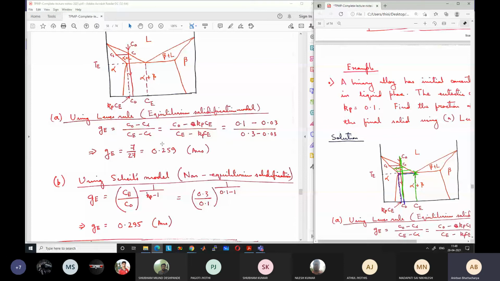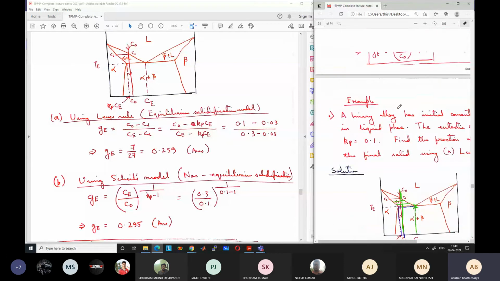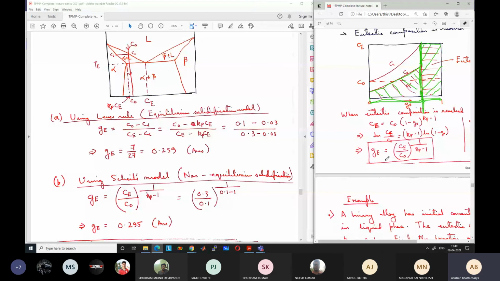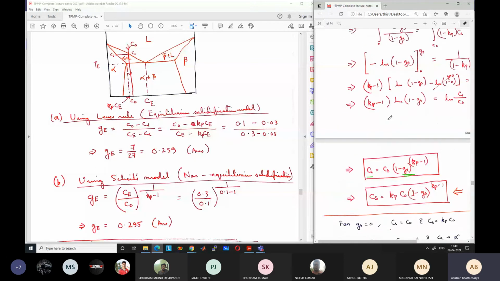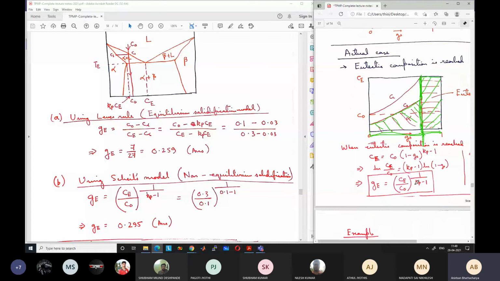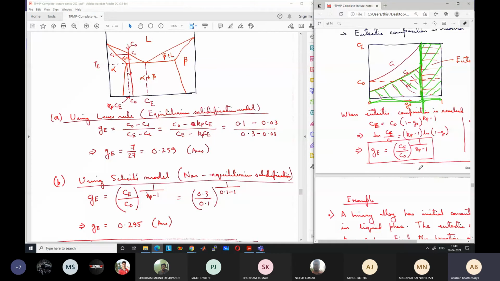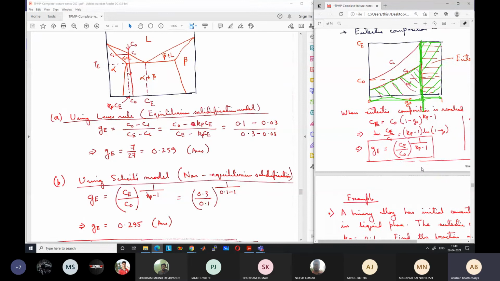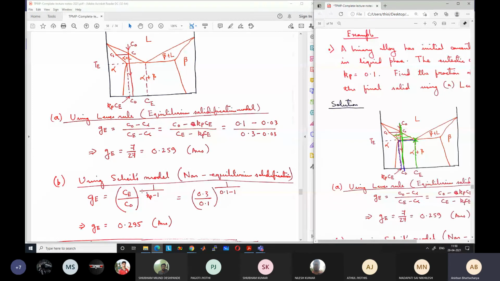Now using the Scheil model, if we want to find the Scheil equation for eutectic, we have found that G is equal to C by C0 whole to the power 1 by Kp minus 1. You can derive it from this equation we have seen already. So using the Scheil equation we can write G is equal to C, which is 0.3, and C0 is 0.1, whole to the power 1 by Kp minus 1, where Kp is 0.1, so whole to the power 1 by minus 0.9. This will give you a value of G which is 0.295, a different value.